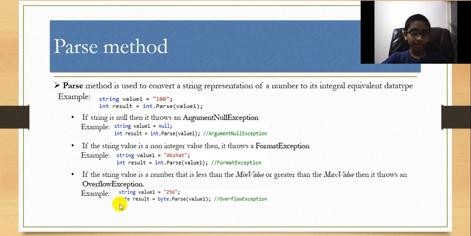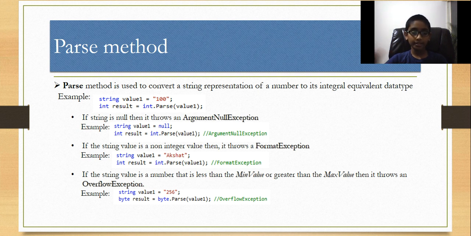Of course, a byte can store a value only from 0 to 255, so it cannot hold a value of 256. So that is an overflow exception. There will again be no error at compile time, but there will be an error at runtime. I'm going to show you that in the Visual Studio lab.